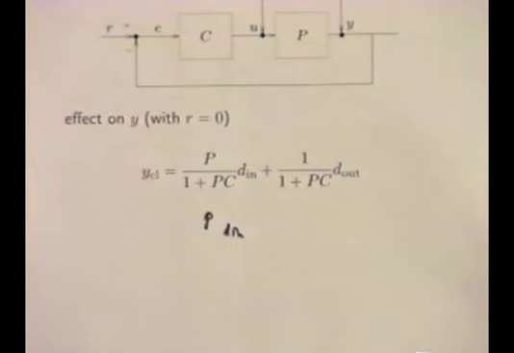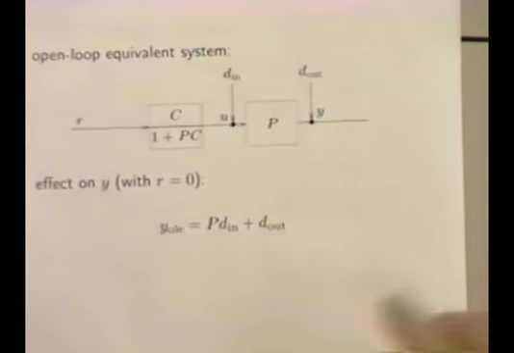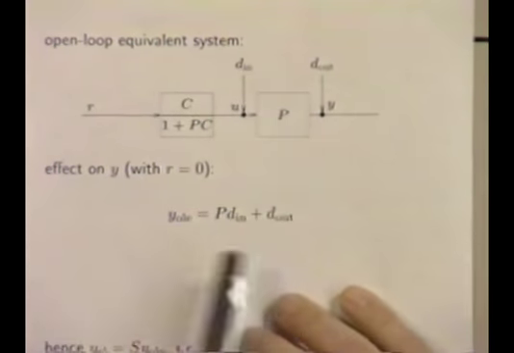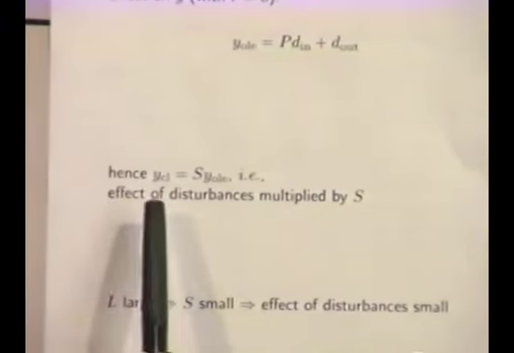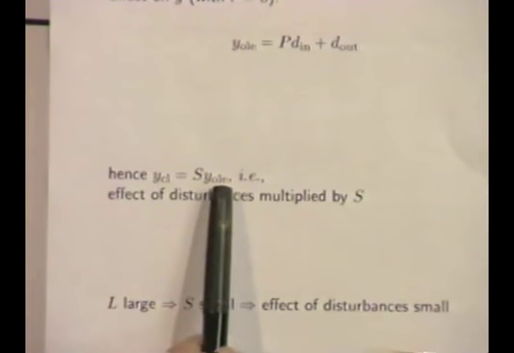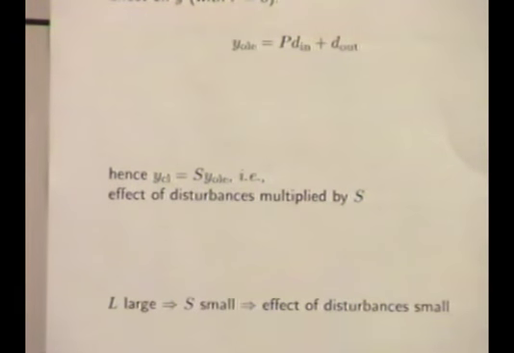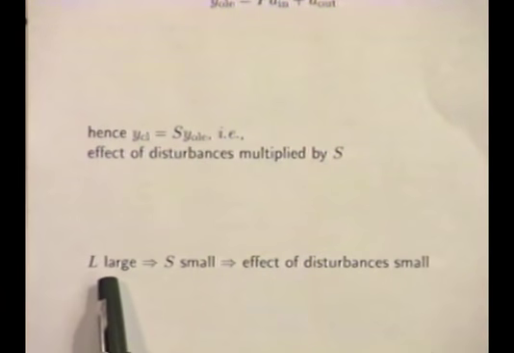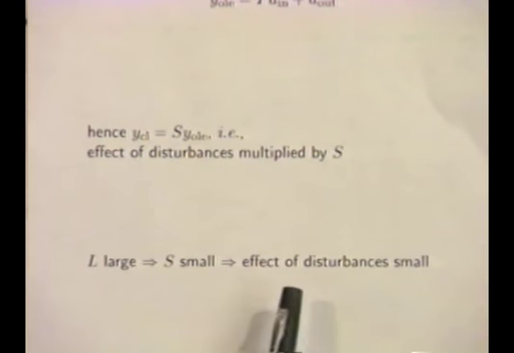or here, I guess it's on the next page here. If you work the same thing out here, it's very simple. What happens is d_out just adds, and d_in gets multiplied by P, and you get this. And what happens now is that the closed loop response to disturbances is exactly equal to the open loop response, but multiplied by the sensitivity. And so what we have then, of course, is if you have large loop gain, you get small sensitivity, and then the effect of the disturbances is small.